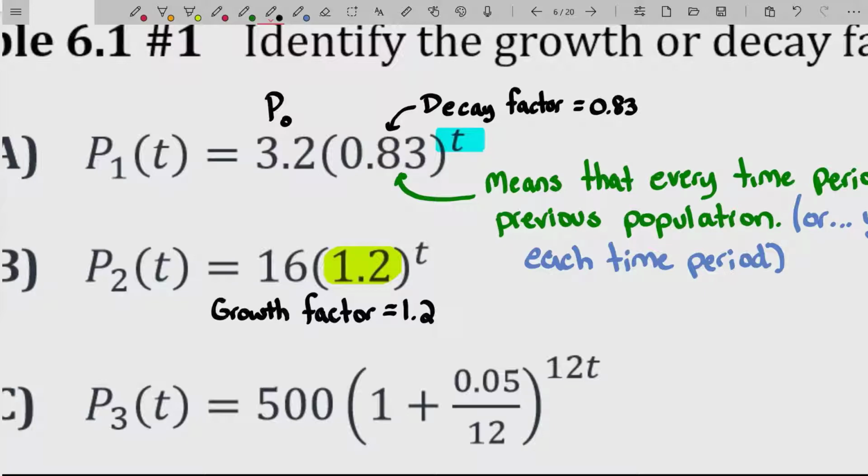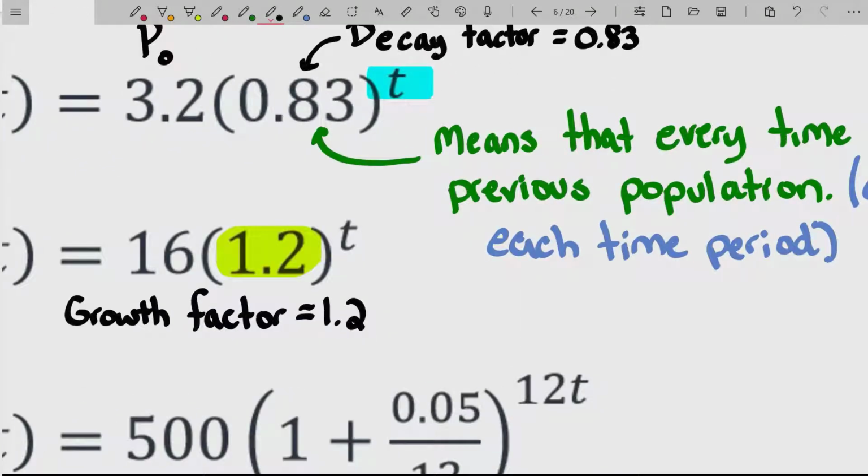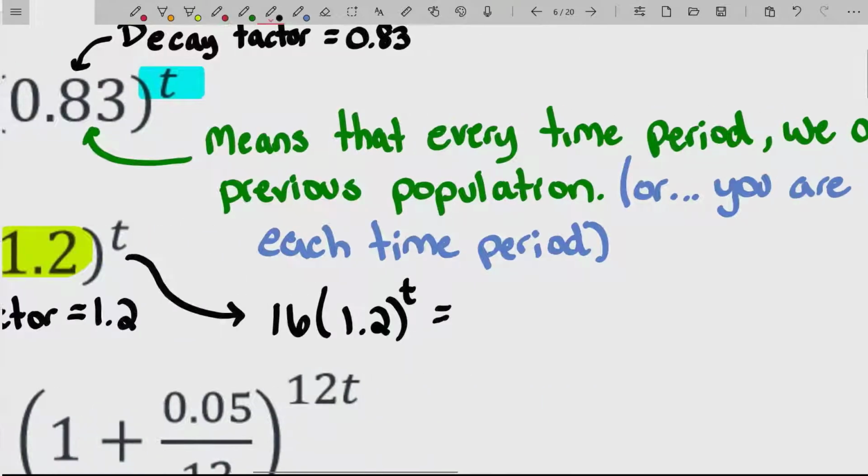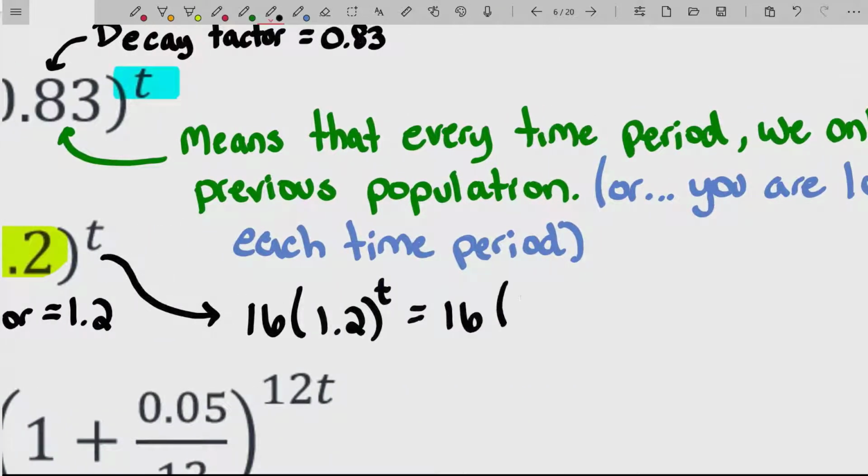Now, there is a really special way of seeing this. So let me showcase how you could see this. If you'll play along with me just for a moment, I'm going to grab this and move this over here. Say that's 16 times 1.2 to the t power. And you could rewrite that as 16 times 1 plus 0.20 to the t power.